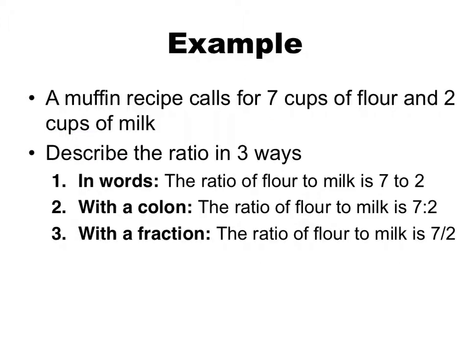Now there's different ways to describe this ratio. First of all, we could describe it in words. We say the ratio of flour to milk is 7 to 2. We could also describe it with a colon. We say the ratio of flour to milk is 7:2. Thirdly, we could use a fraction and say the ratio of flour to milk is 7 over 2. These are just 3 different ways of describing the same relationship between these two quantities.